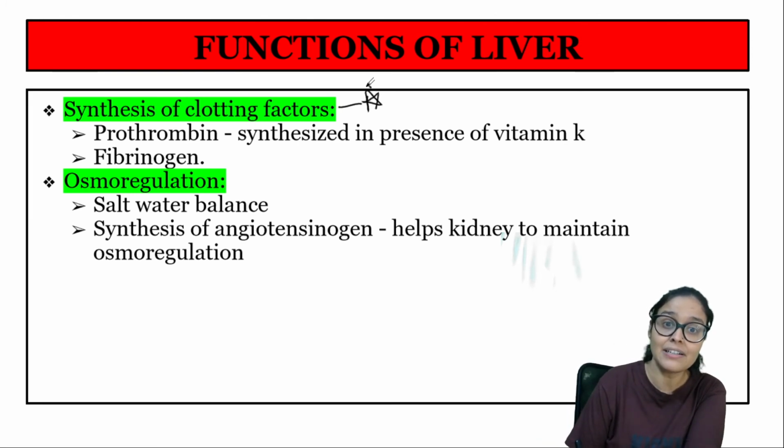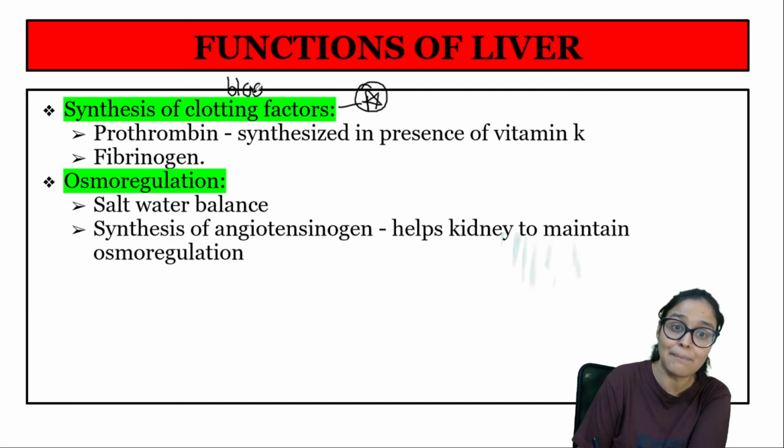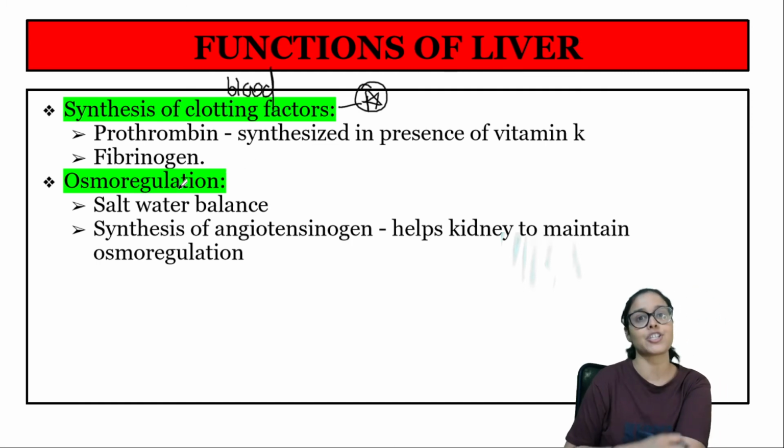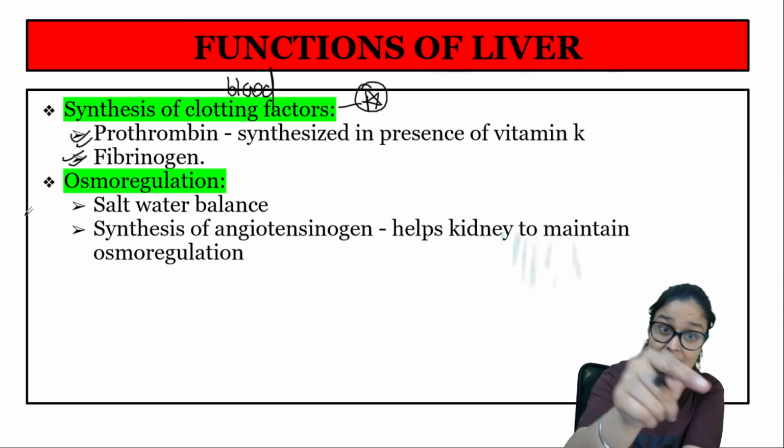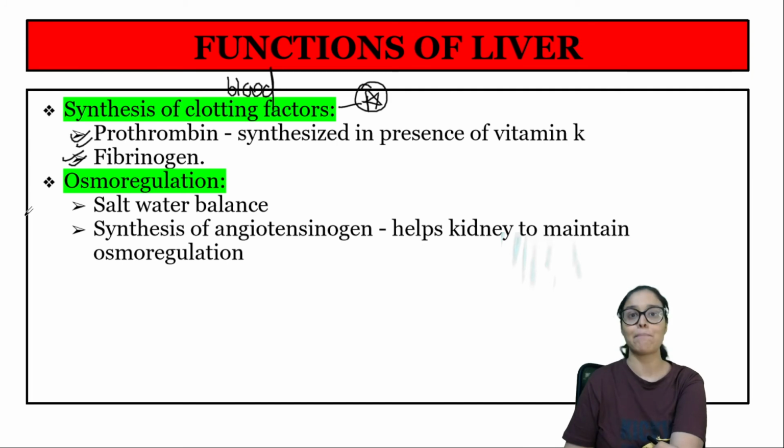Blood clotting factors are also made by the liver. Important question. Prothrombin is a clotting factor. Fibrinogen clotting factor is secreted by the liver. Very important.